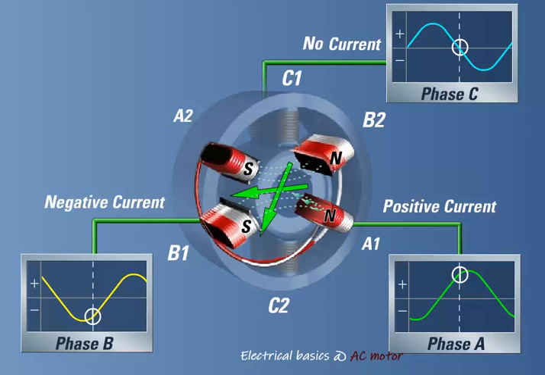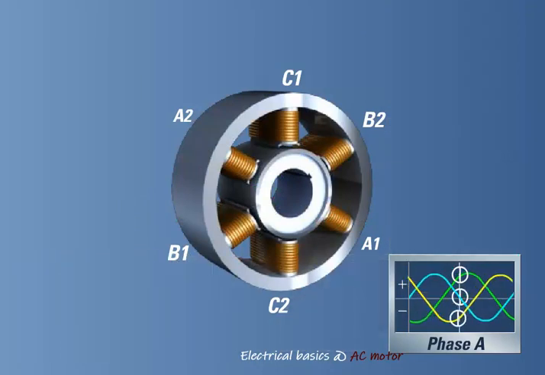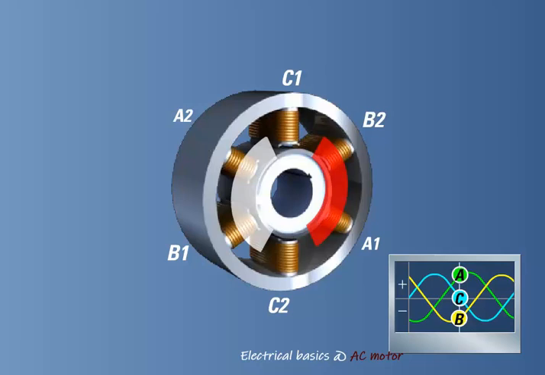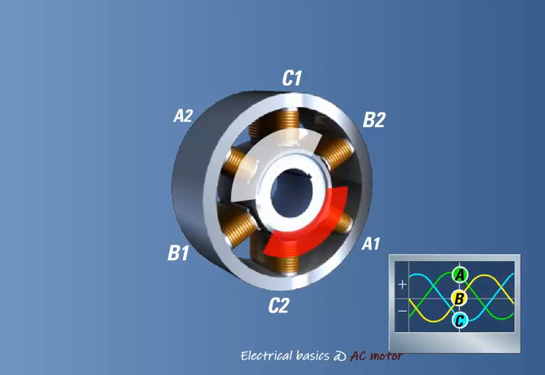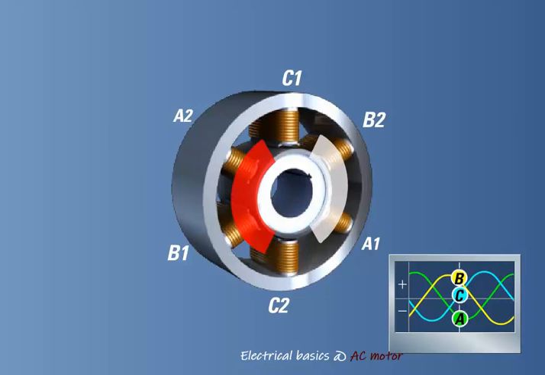If we compare the angular displacement of the field, we can see that it has rotated 60 degrees. If this evaluation is repeated every 60 degrees for the rest of phase A's cycle, we will see that the resultant stator field goes through one complete revolution, or 360 degrees. With a frequency of 60 Hz, this means in 1 second the field will go through 60 complete rotations, and in 1 minute 3,600 rotations.